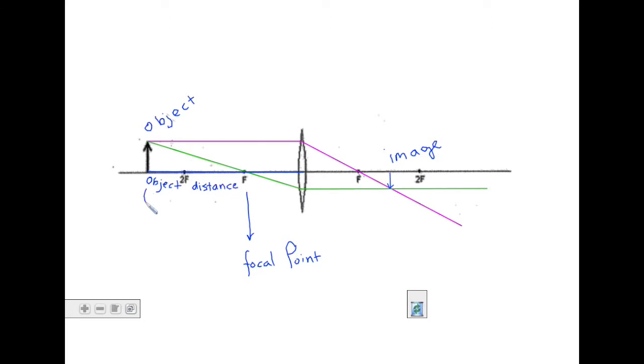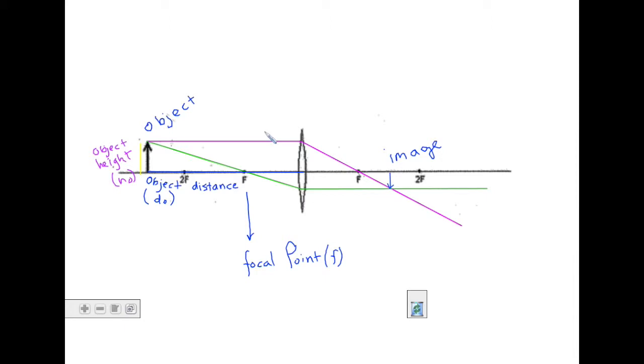You might see this as DO in your formulas. The focal point you'll see is an F in your formulas. The height of your object, see if you can see this yellow. However high your object is, that's known as your object height. And it's HO.